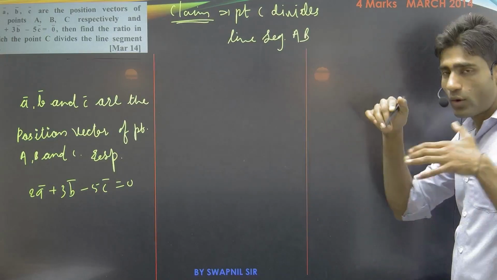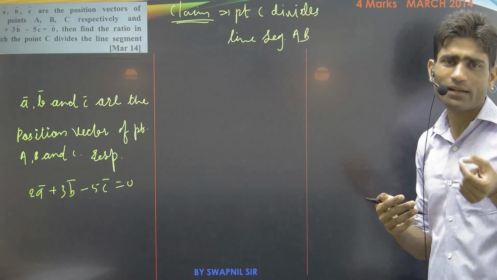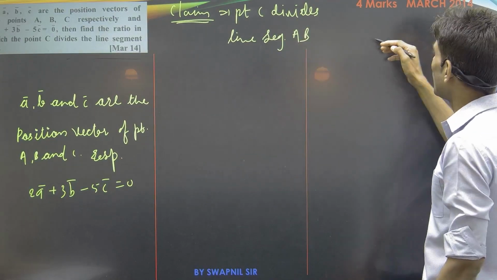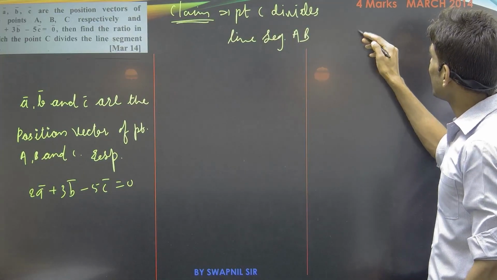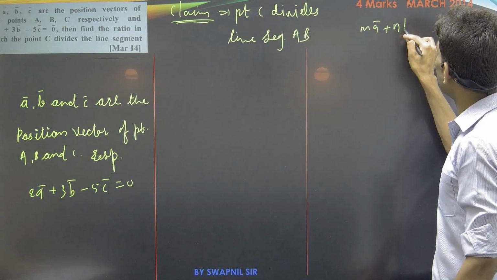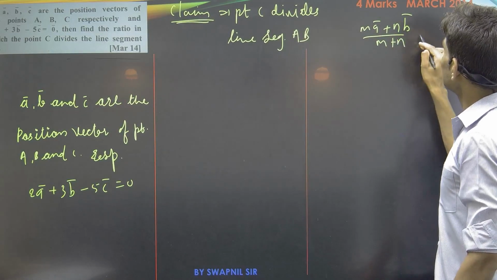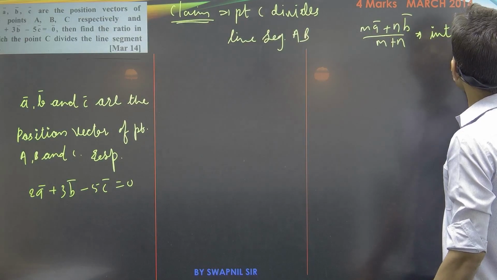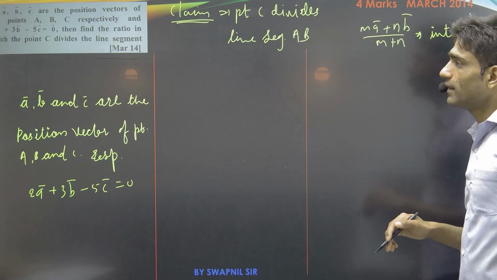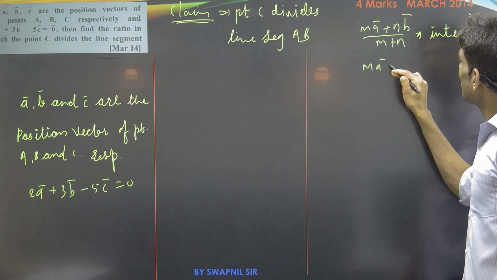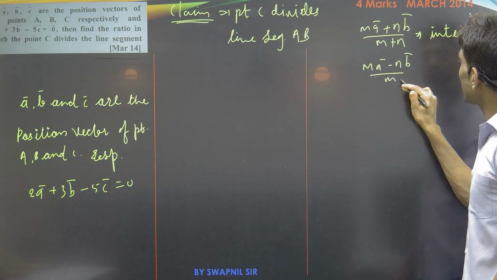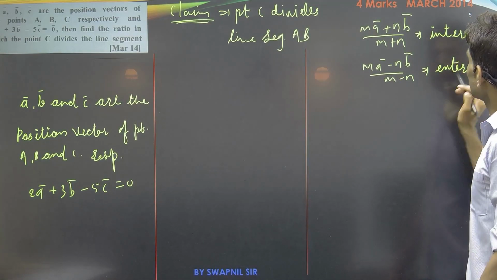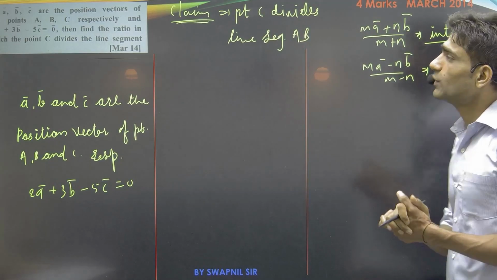Okay, now always remember that whenever you're going to find the internal or external division, write the formula and try to convert this equation into the internal or external division. We can write (m a bar plus n b bar) upon (m plus n) as the section formula for internal division, and (m a bar minus n b bar) upon (m minus n) as the section formula for external division. This one is for internal division and this one is for external division.